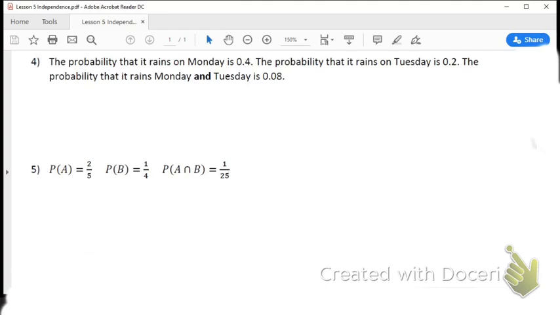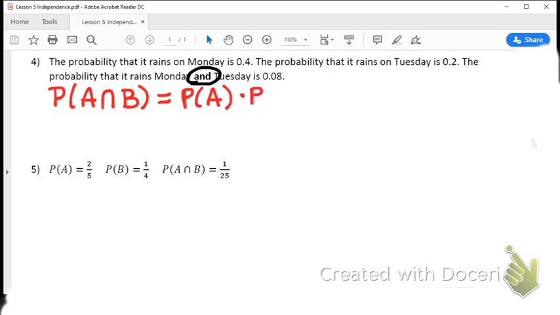So question 4 says that the probability that it rains on Monday is 0.4. The probability that it rains on Tuesday is 0.2. The probability that it rains on Monday and Tuesday is 0.08. So again, they're providing us the "and." All right, so that tells me that we are still using that second formula, which again says that the probability of A and B has to equal the probability of A times the probability of B in order for the two events to be independent.